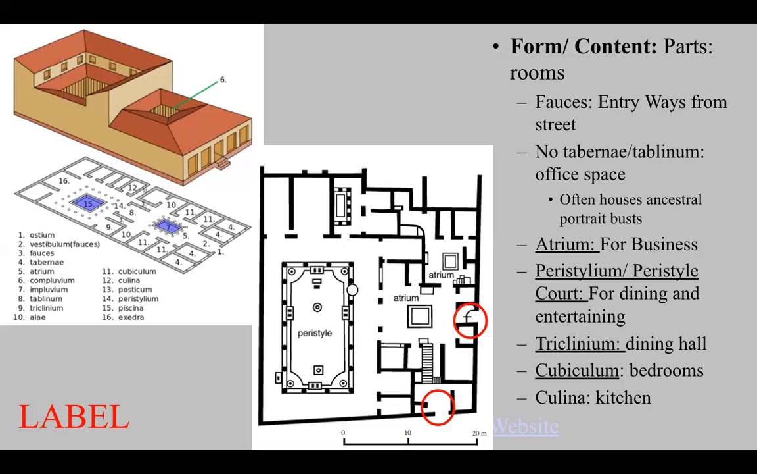So this one has two entryways from the street. I've circled them in red. There's a doorway here and a doorway here because it was on a corner, right? This one was on a corner. It had two atriums, which is also not very typical. Typically you have one, but maybe it was because there's two brothers. I don't know, right? So there's an atrium here and an atrium here.